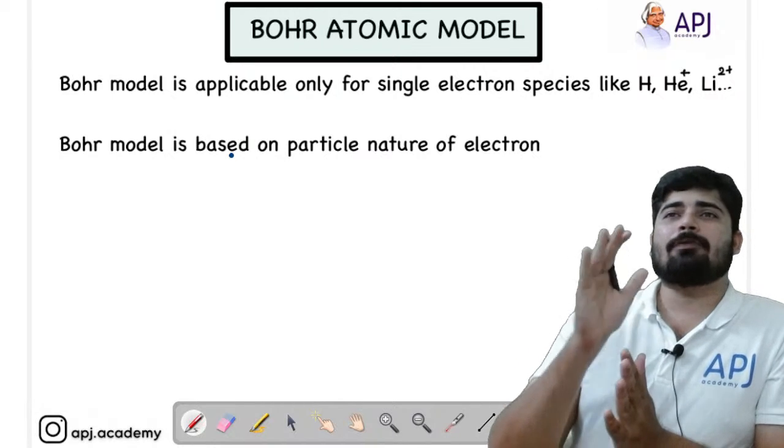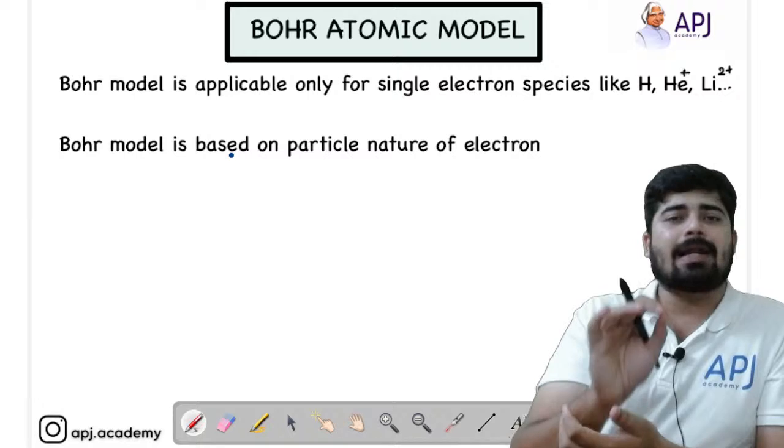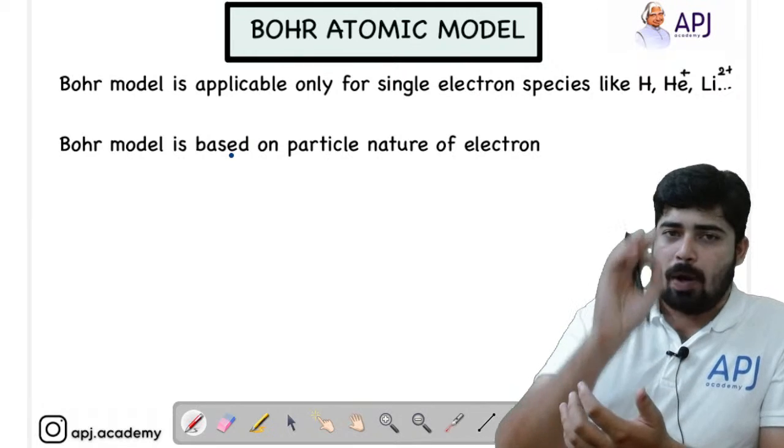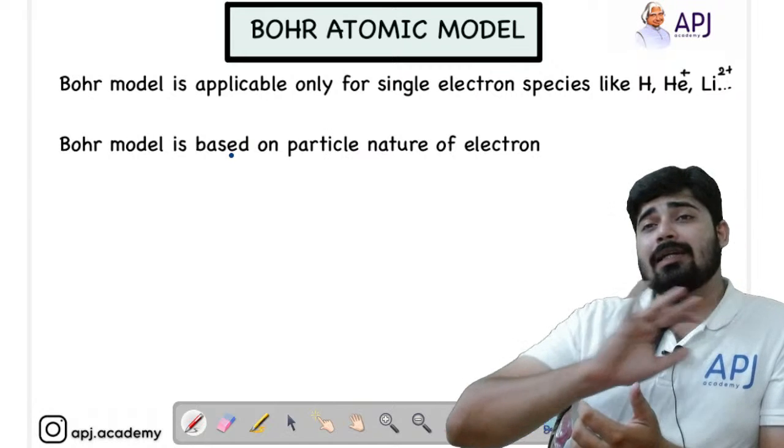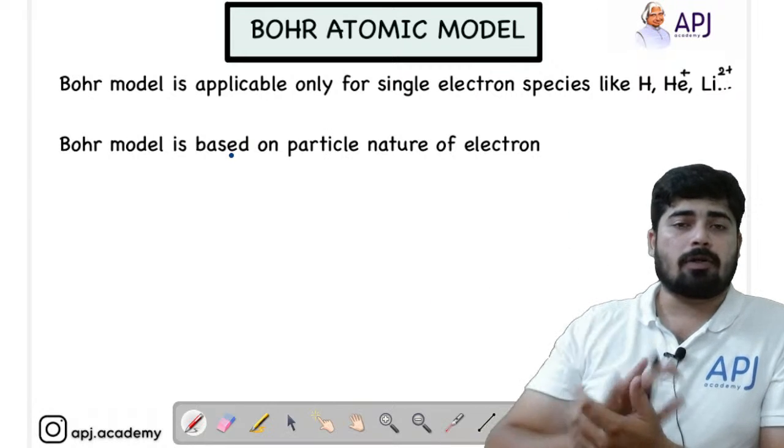Like we know that if you are considering an atom, there is only one element which has one electron, that is hydrogen. All the other elements have more than one electron.